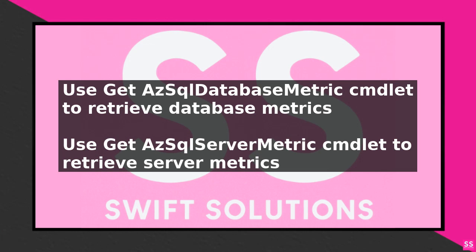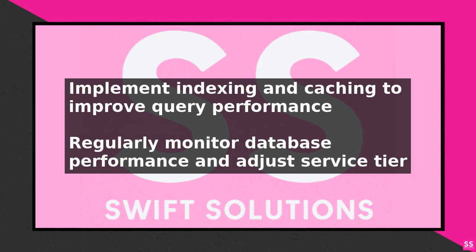Best practices for Azure SQL performance tuning include regularly monitoring your database performance and adjusting your service tier and vCore count as needed. You should also make sure to implement indexing and caching to improve query performance.